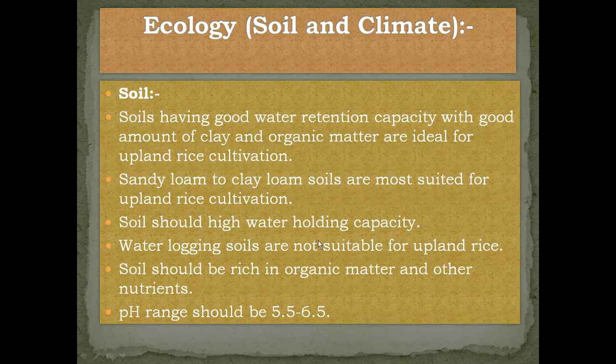The soils should have high water holding capacity. Waterlogged soils are not suitable for aerobic or upland or direct seeded rice. Waterlogged soils are only suitable where lowland rice cultivation is practiced, and the soil should be rich in organic matter and other nutrients, and the pH range should be 5.5 to 6.5. These are the soil requirements for the cultivation of aerobic or direct seeded or upland rice.